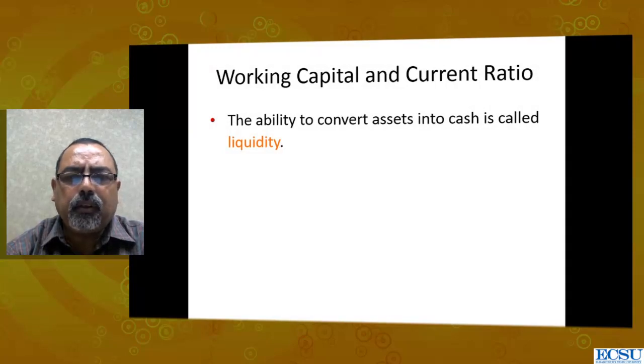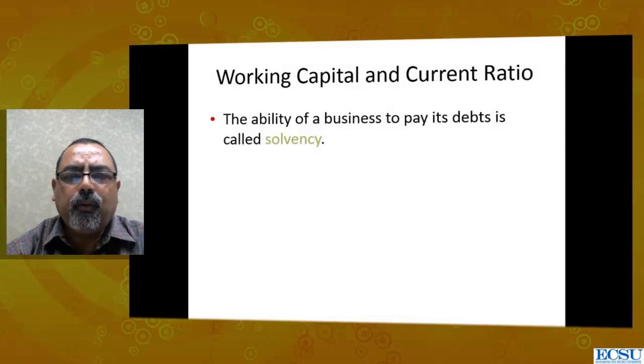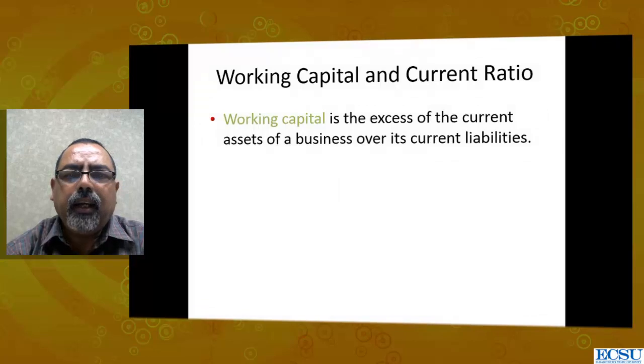The ability to convert assets into cash is called liquidity. So how liquid you are, and the ability of a business to pay its debts is called solvency. So those are the two areas which the current working capital and the current ratio will provide a snapshot of a company. Working capital is the excess of current assets of a business over its current liabilities.